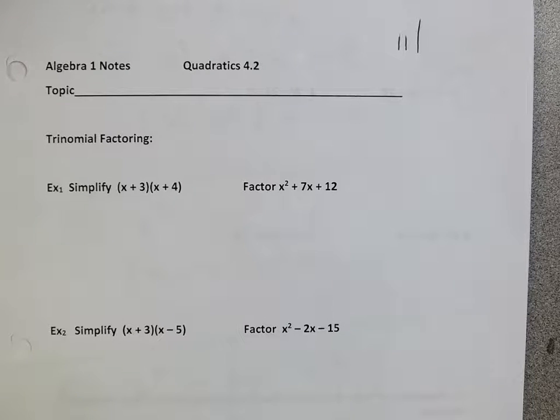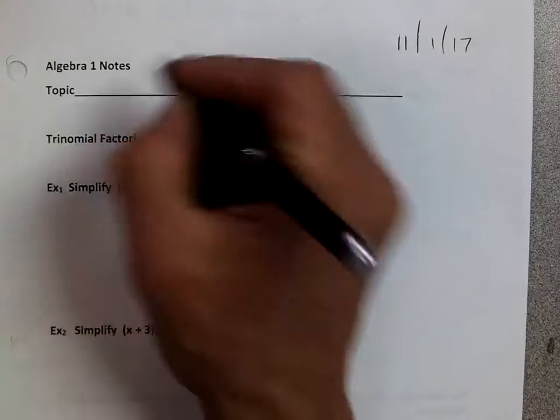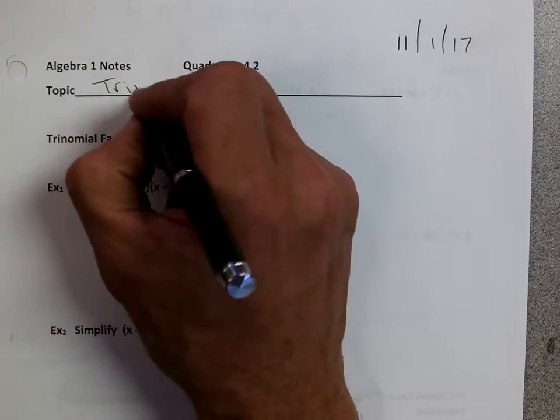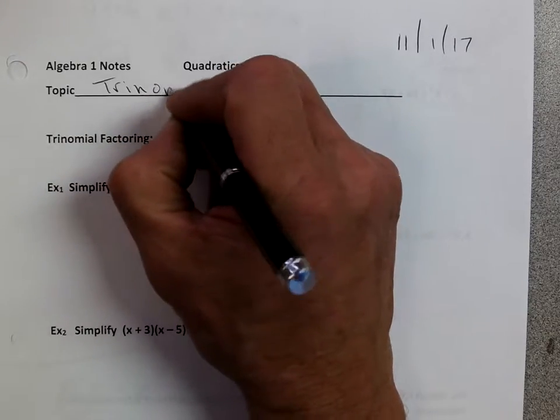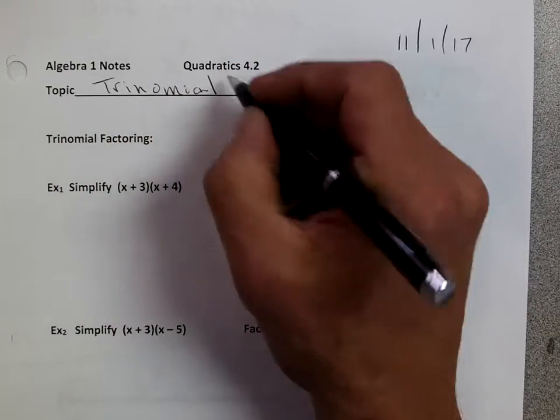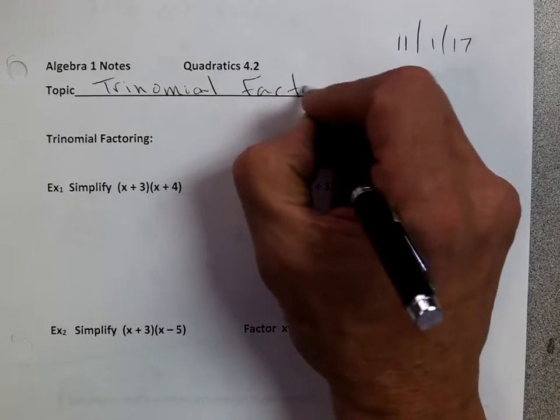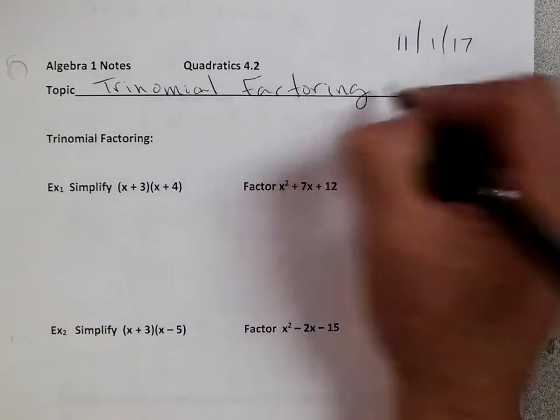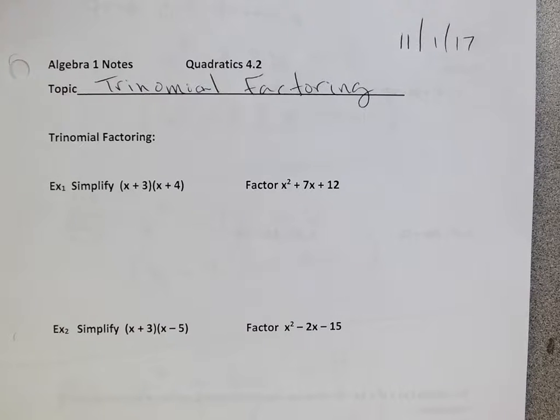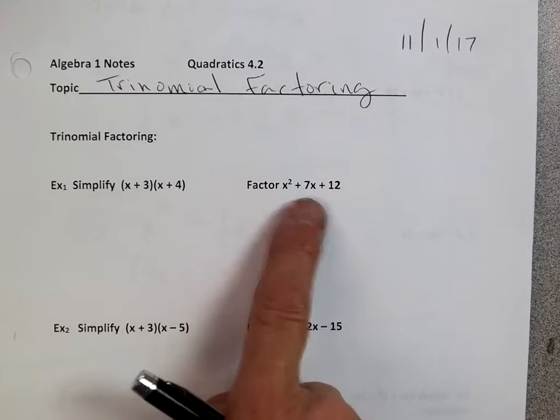Okay, so here we go. The topic for 11-1-17 is trinomial factoring. When we talk about factoring, what we're trying to do is get it back to its original form, the way it was before we FOILed, before we distributed. So it was before the parentheses, right? We're trying to get it back to what it used to look like. It's called a trinomial because there are going to be 1, 2, 3 terms.